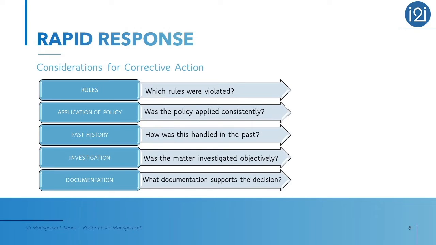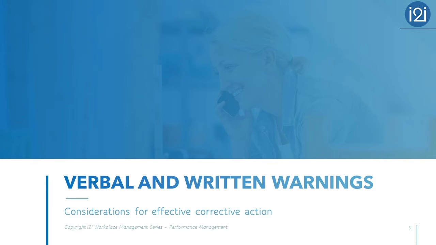What does the last performance review say? Was there any written notice, performance improvement plan, or verbal warnings given? These are all questions you would want to consider before you take action. Let's talk about the right way to do verbal and written warnings.